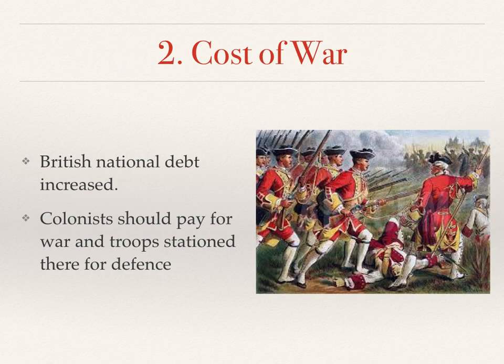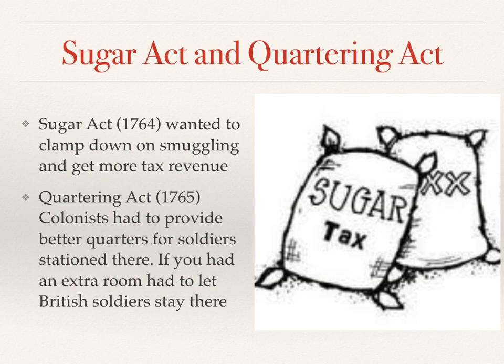The second consequence of the war was that it cost a lot of money for the British, and it increased their national debt. And the British insisted that the colonists must be taxed to cover the cost of the war and for keeping the British troops in America along the Proclamation Line. In this vein, they began to introduce new taxes.